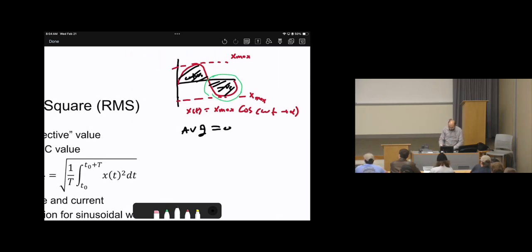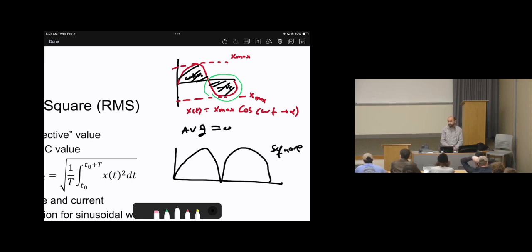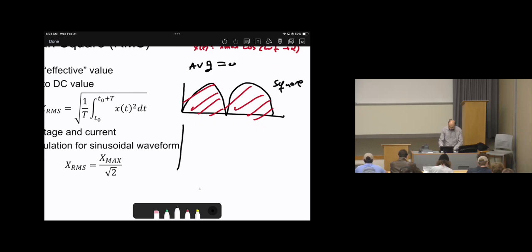We can do the square. If we do the square, I'm going to call it square. The square of a positive value will be positive, the square of a negative will be positive. Is this correct? Okay. Now the average is no longer 0. Is this correct? So we can take the average, or otherwise we'll call it the mean. We will take the mean. Okay?